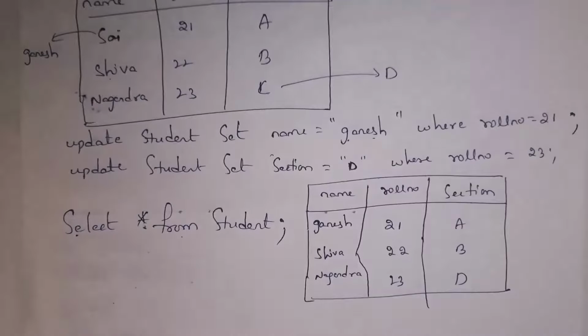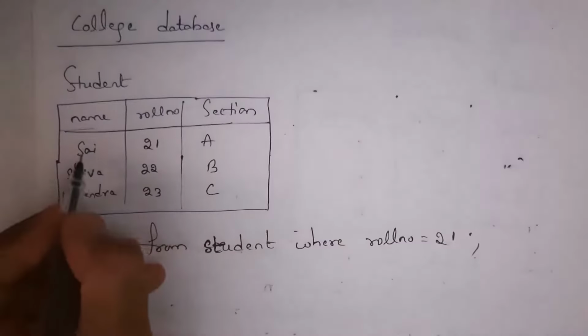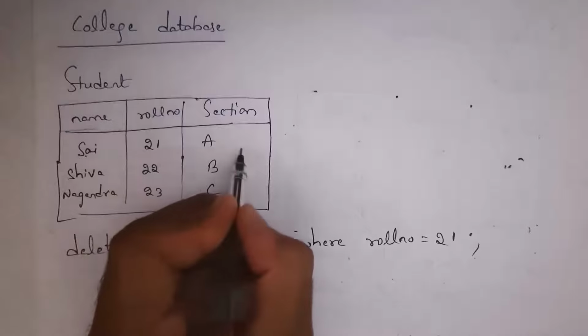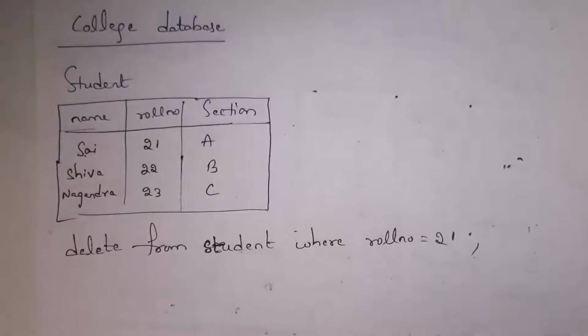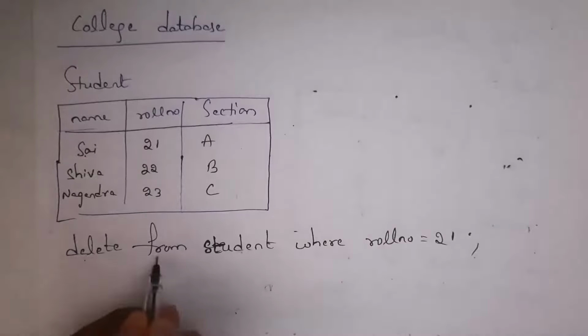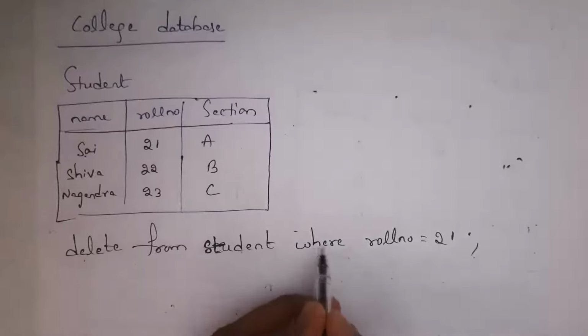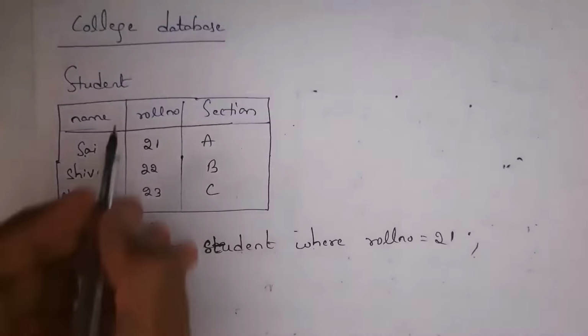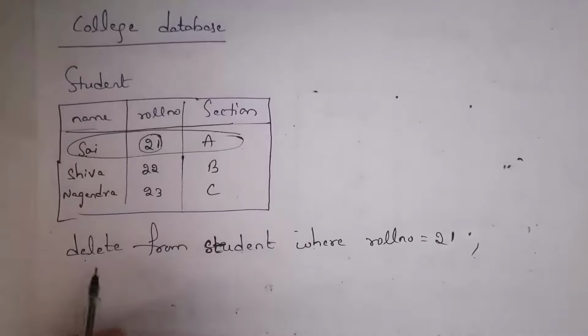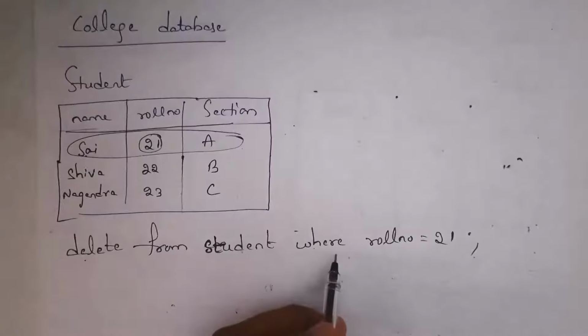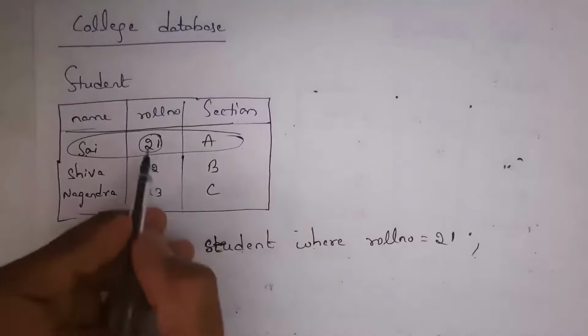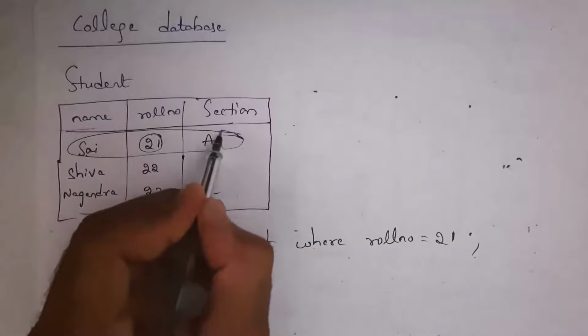Next I will explain how to delete data. Now I want to delete the complete record of the student whose roll number is 21. So you need to use the delete command. Delete from student, which is the table name, where roll number equal to 21. Yes, Sai's roll number is 21. Whenever you write this code and click enter, it will delete the complete record of the student whose roll number is 21. So it will delete this entire record.